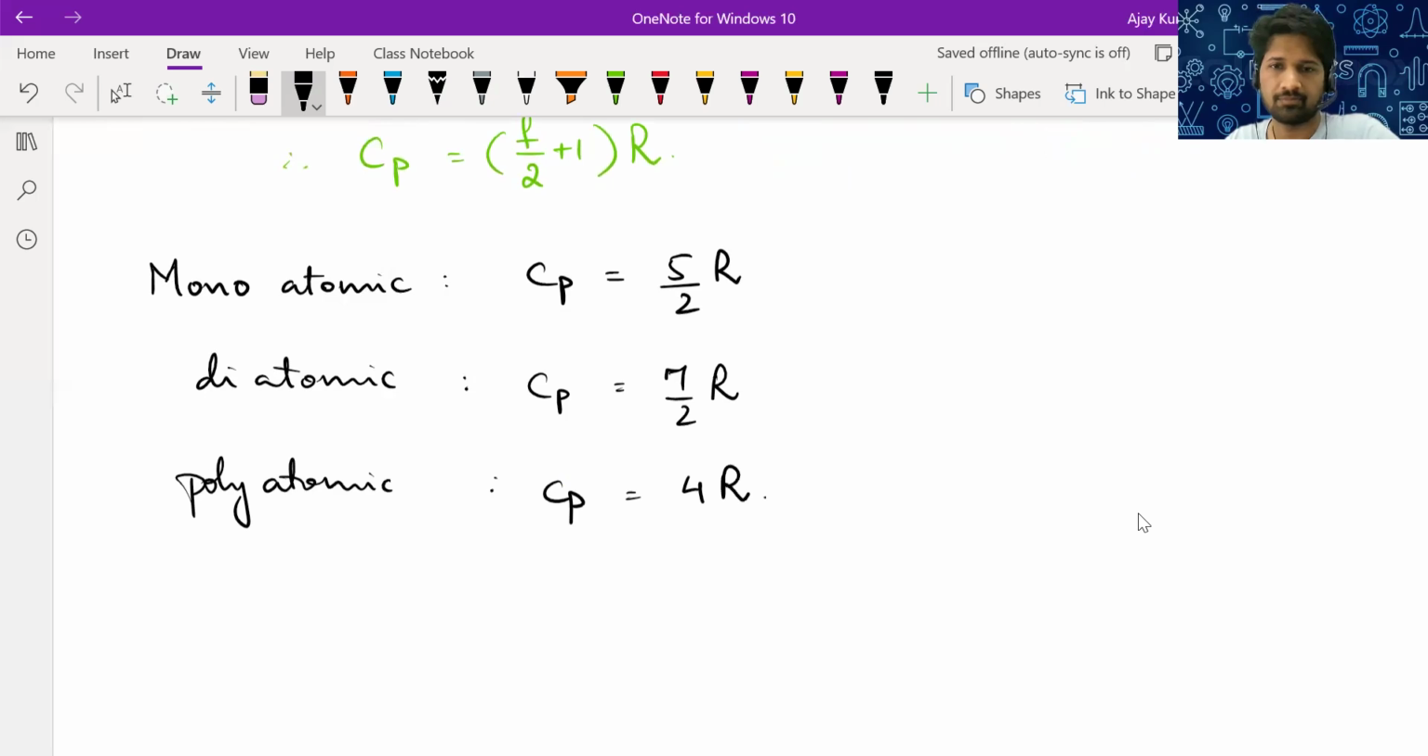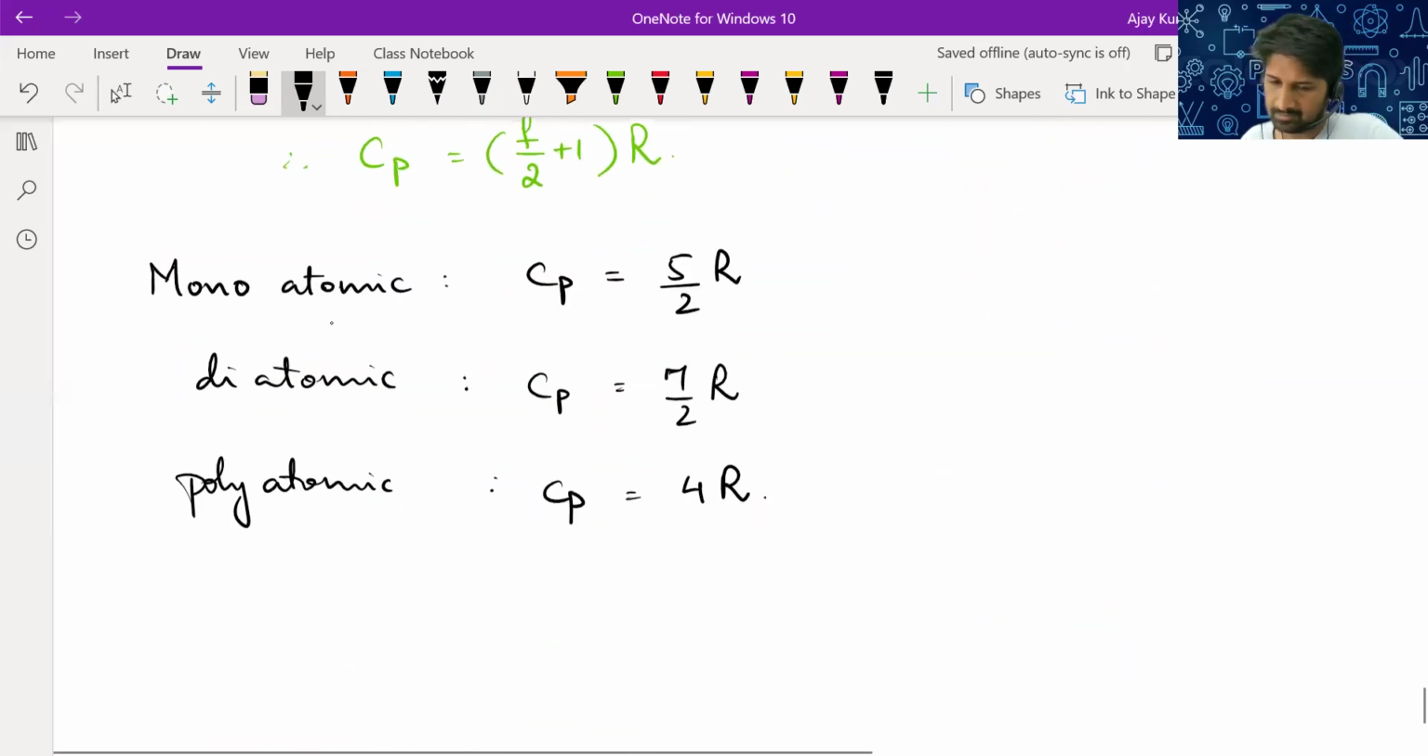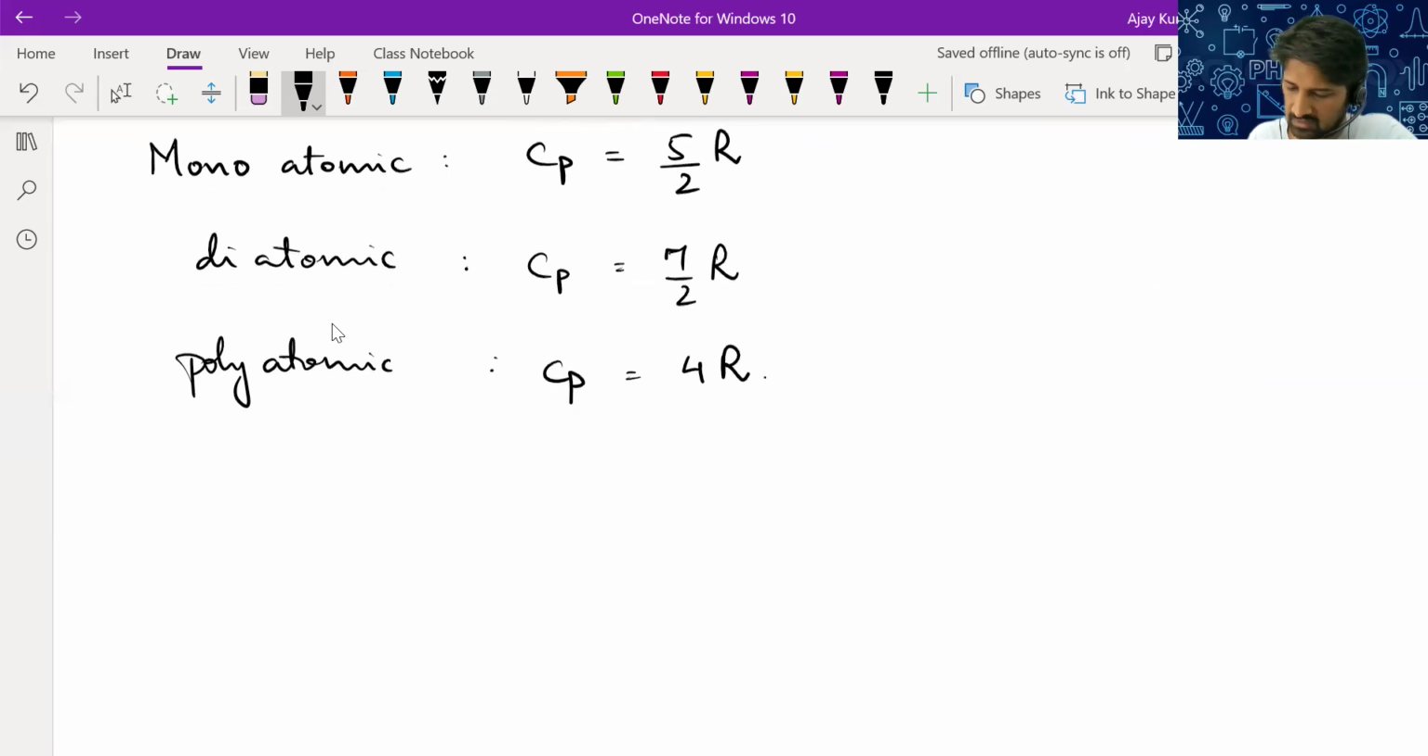Interesting questions can be asked based on this also. They can give you a mixture of gases and ask you what is the effective molar specific heat. Yeah, that's what they can ask. So molar specific heat part is done. Next is bulk modulus. Let us quickly discuss that also.